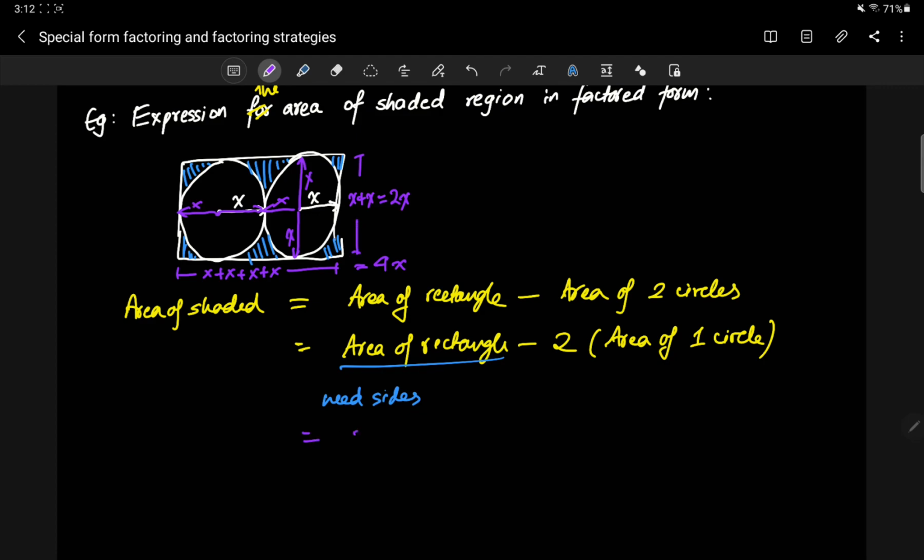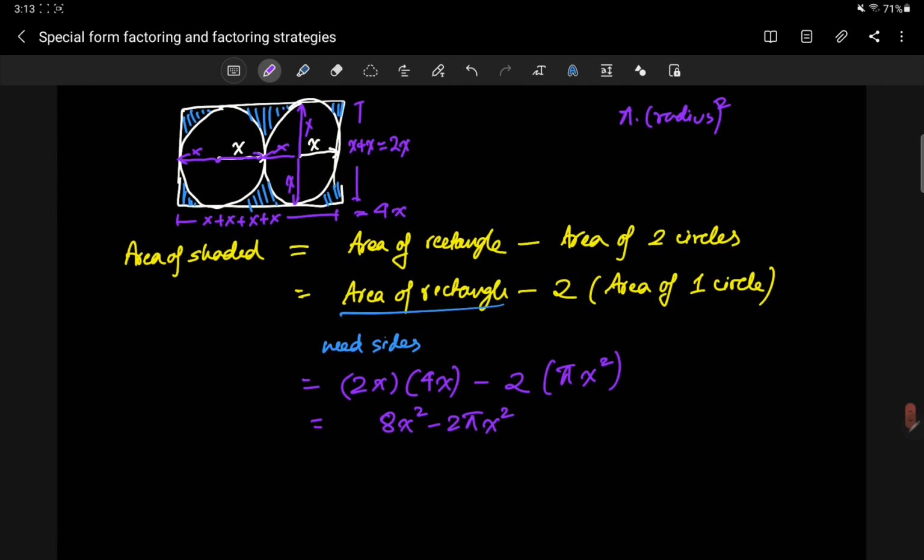So area of the rectangle is 2x times 4x minus 2 times area of a circle, which is pi times radius squared, and the radius is x. So this is pi x squared, which becomes 8x squared minus 2 pi x squared.